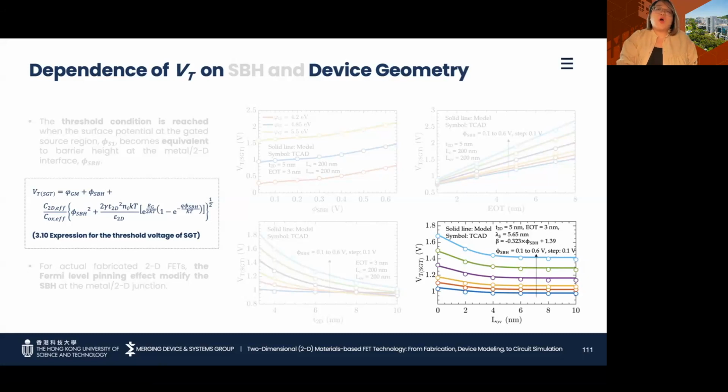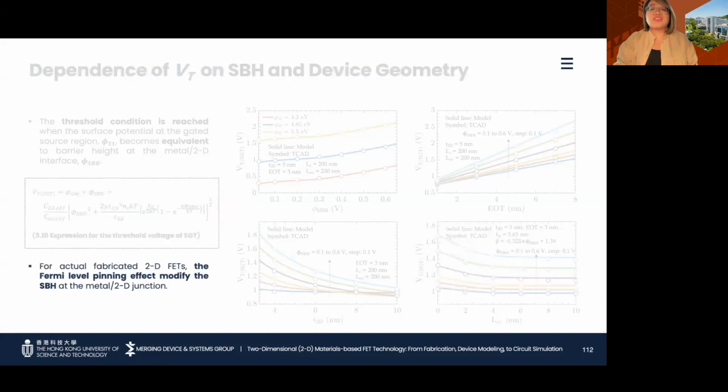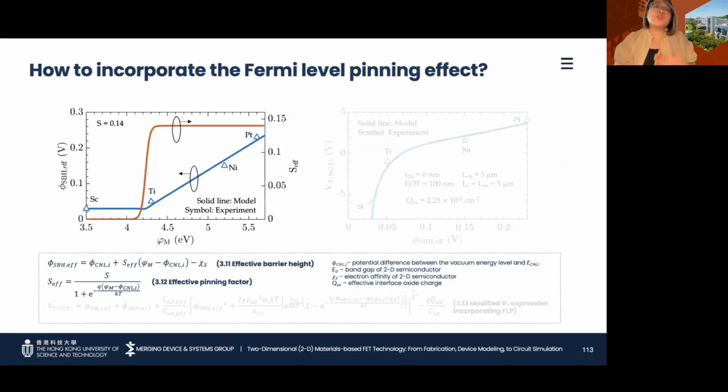So while our model could predict the barrier height and geometry dependence of VT, this is still within the simulation domain. But in actuality, fabricated devices experience a Fermi level pinning effect at their contacts, and this is brought about by interface states at the metal 2D junction. So the next question will be how to incorporate the Fermi level pinning effect.